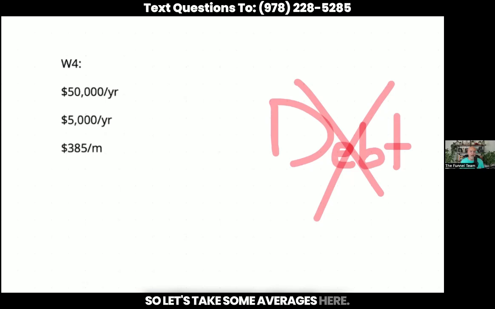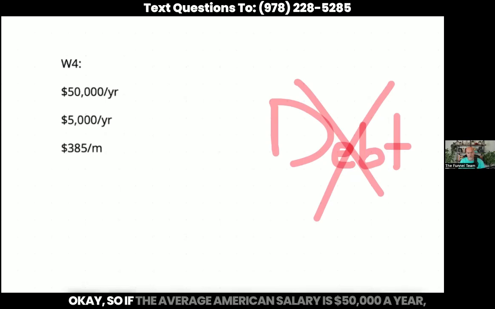So let's take some averages here, okay? The average American salary is $50,000 per year. Okay. So now let's break that down a little bit further. I'm going to make this a little bit bigger so you guys can hopefully see this a little bit more. There we go.